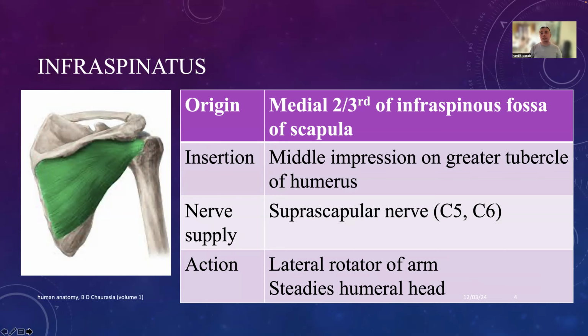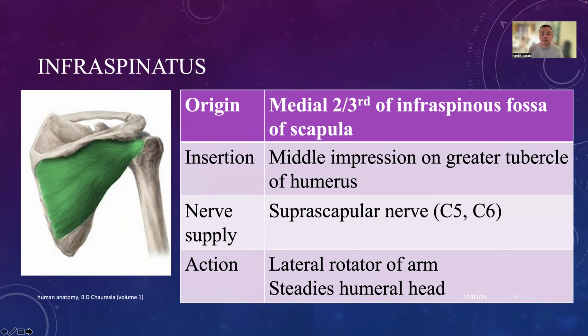So जो आपका three tubercle होता है head of the humerus में, greater tubercle में, इसमें second impression, जो middle impression है, is giving place to insert your infraspinatus muscle. Now this is also supplied by suprascapular nerve, जिसकी root value है C5 C6, same like the previous muscle, supraspinatus, which is also supplied by suprascapular.